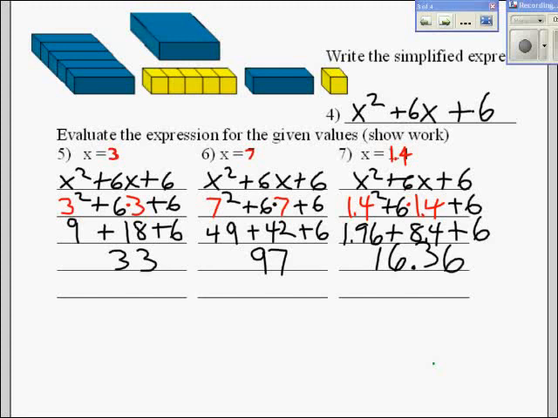Okay? Again, you may have y's in there, and that'll tell you how much the x is worth and how much the y is worth, or maybe they'll just have y's and tell you how much the y is worth. Whatever the case is, you replace the variable with that amount, substitution, and then you follow your order of operations.